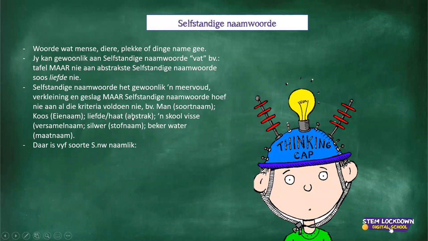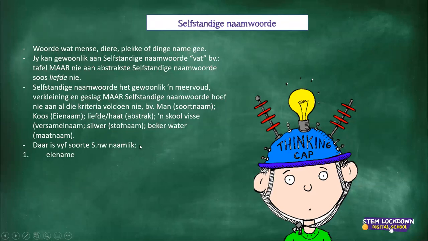Liefde en haat is 'n abstrakte selfstandige naamwoord. In other words, an abstract noun. 'N Skoolvisse is 'n versamelnaam. En silver is 'n stofnaam. En bekerwater is 'n maatnaam. We'll get to each of them later on.